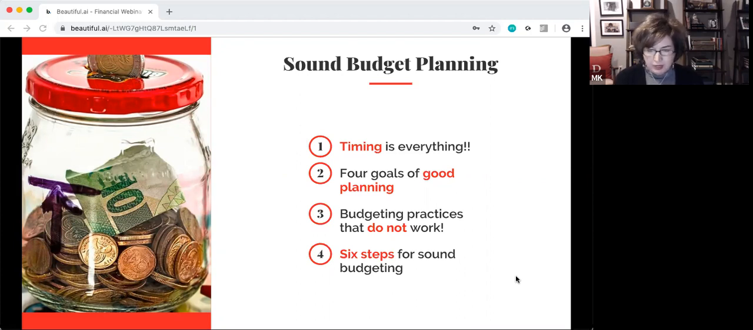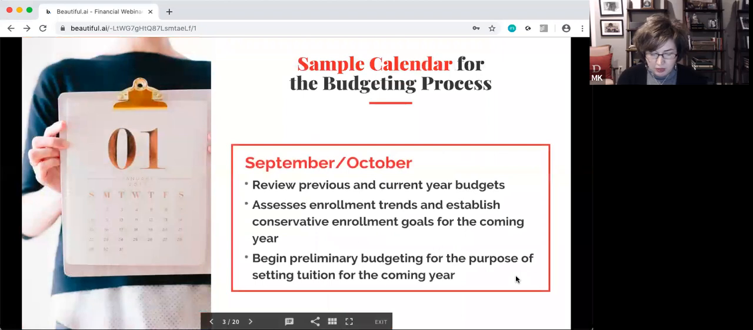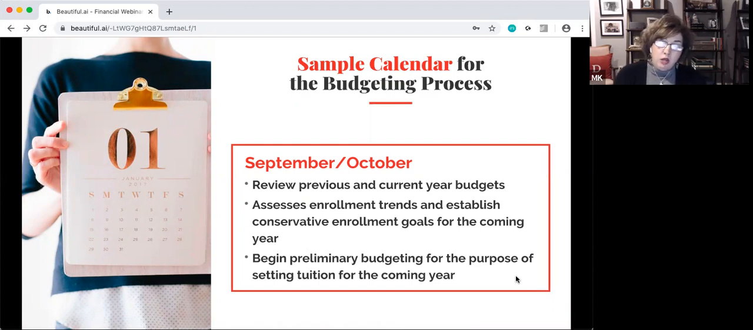So let's just jump right in and let's begin with a calendar. So one of the things that I did not do for a long time at St. Albans is follow a calendar. And I was grateful to a couple of colleagues who taught me this. Just the idea of setting down the tasks of budgeting throughout your year and when you do those.